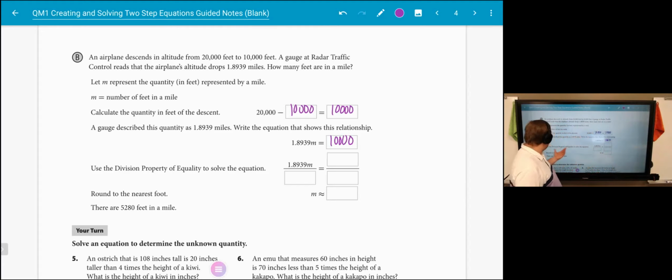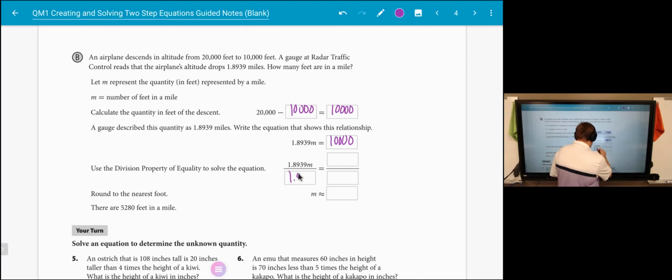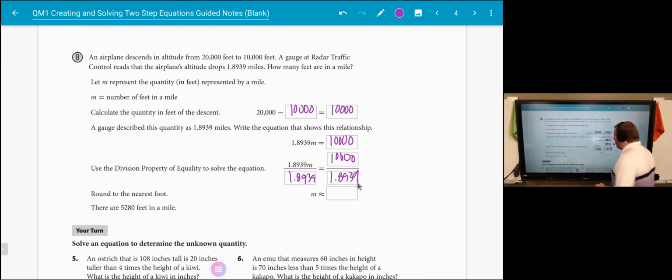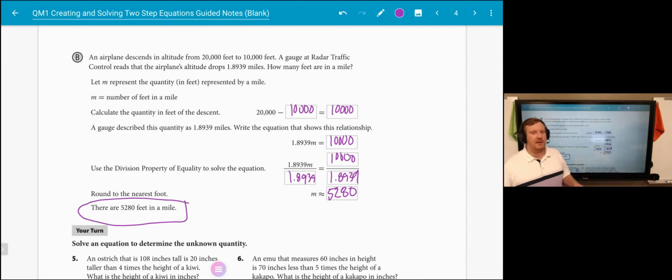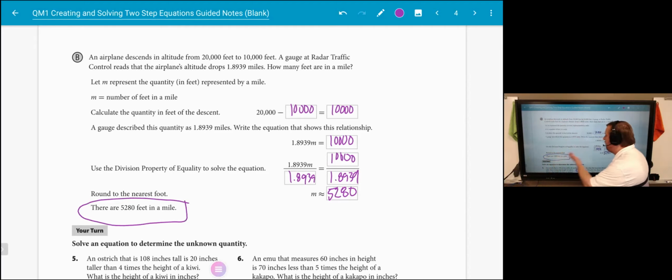So I'm going to solve. I'm going to use the division property of equality to solve for this. Divide both sides by 1.8939. 10,000 divided by 1.8939 becomes approximately, hold on, I'm going to do this in my head. Answers over there also, but I know that this number is 5,280. But the solution is right there. That's the solution. You got the number 5,280, but what does that mean? It means there are 5,280 feet in a mile.